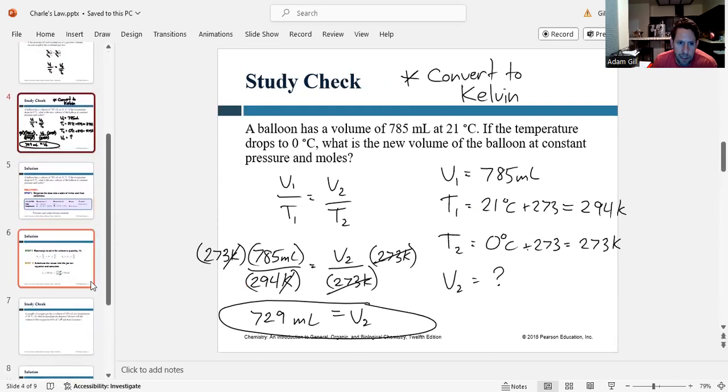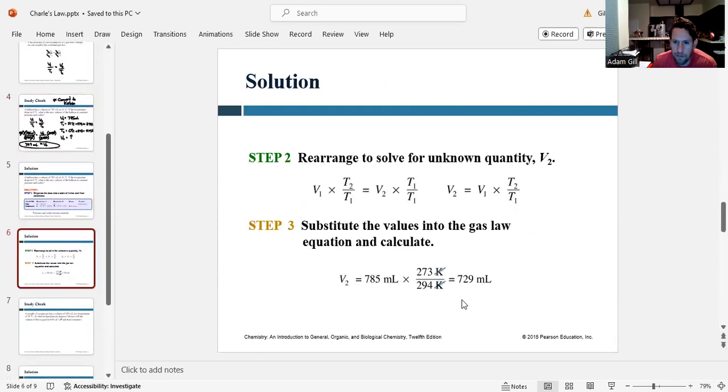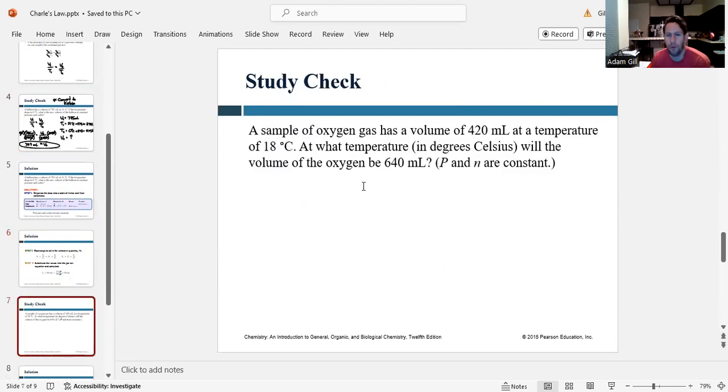These next couple slides are just the solution. So 729 looks like we did it right. Let's do one more. Sample of oxygen gas has a volume of 420 milliliters at a temperature of 18 Celsius. At what temperature will the volume of the oxygen be 640? Pressure and moles are constant.